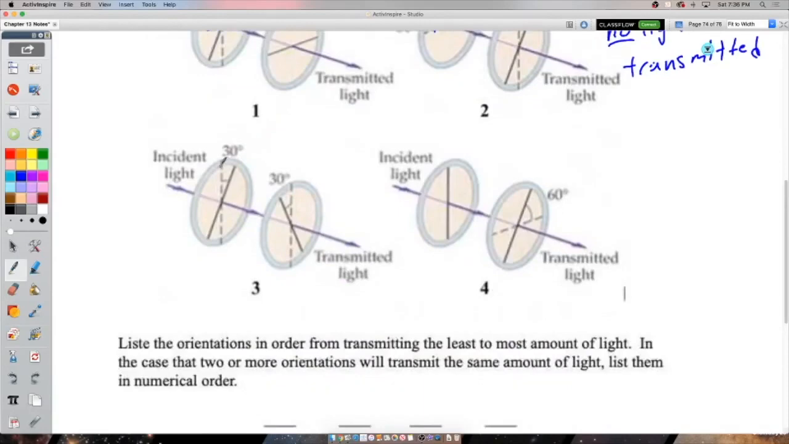Okay, look at this one. We have light incident on this one that is tilted off of the vertical axis by 30 degrees.